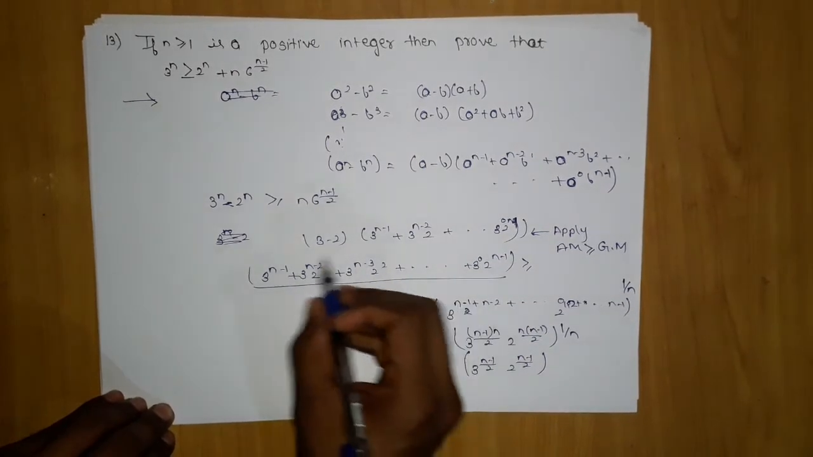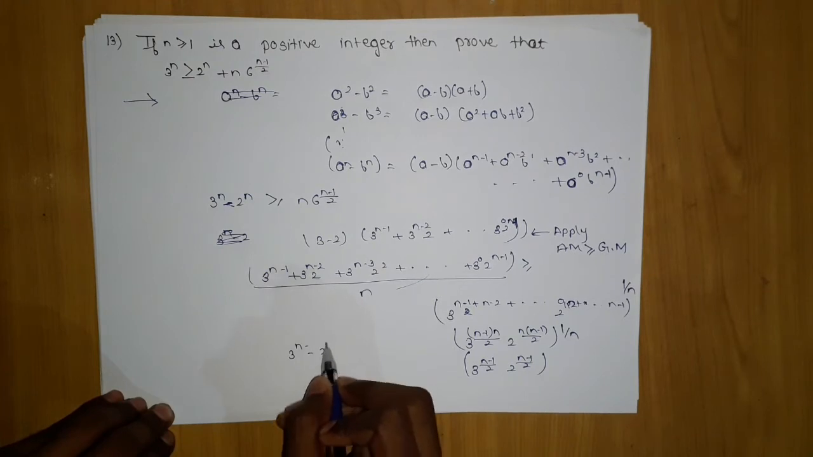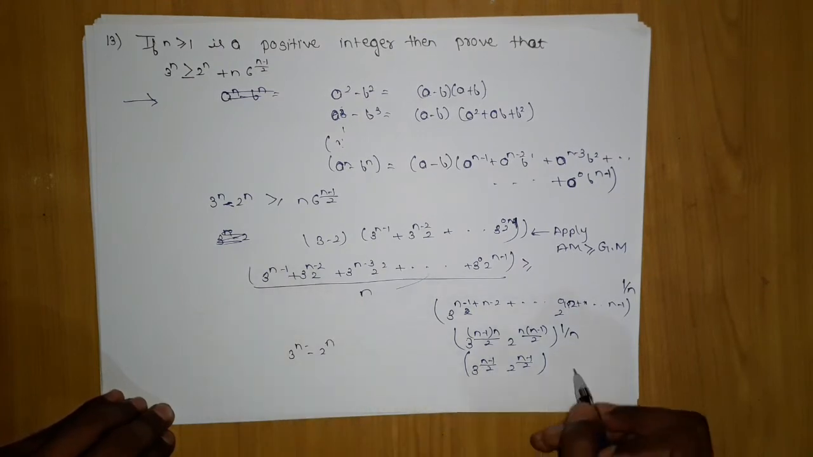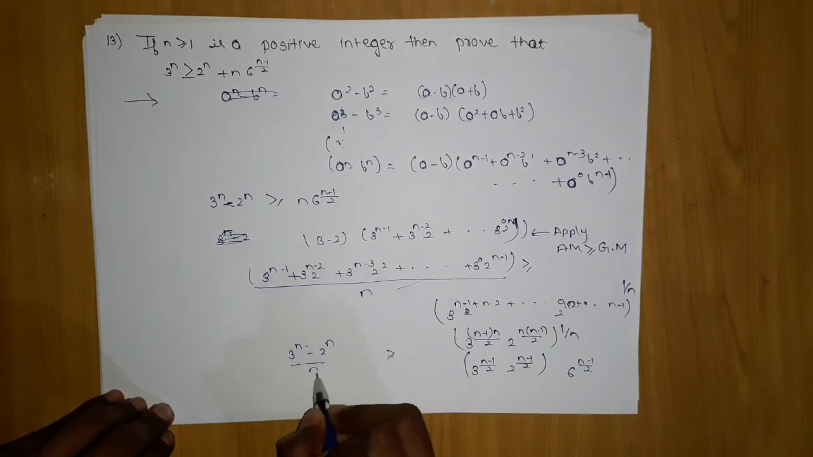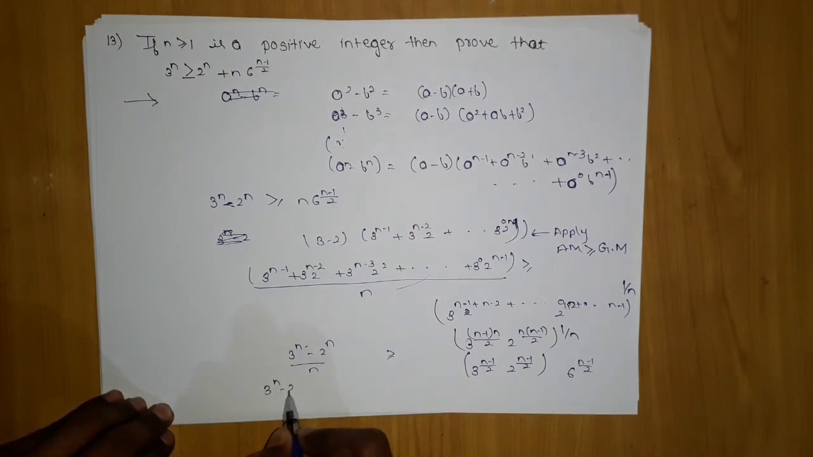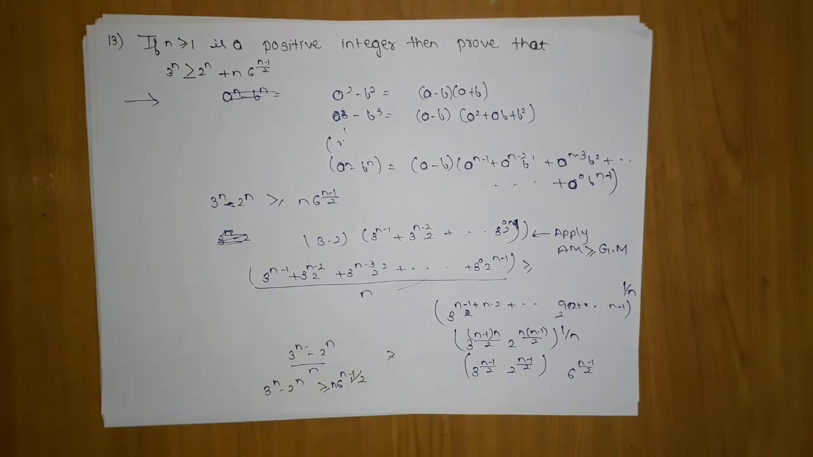Okay, but wait, this is nothing but 3^n minus 2^n, and this we can write as (6^n minus 1)/2, and here it is n, so we will move it here: 3^n minus 2^n is greater than or equal to n times (6^n minus 1)/2. Hence we have proved this.